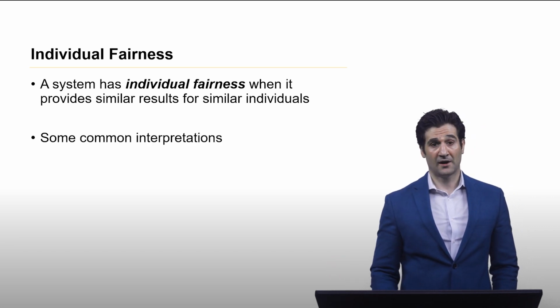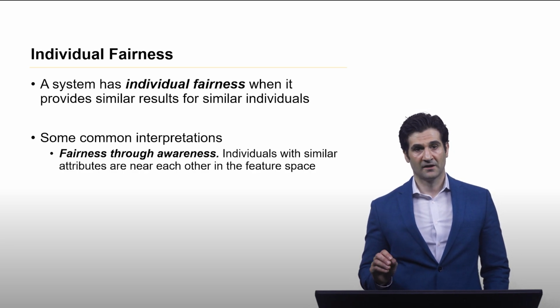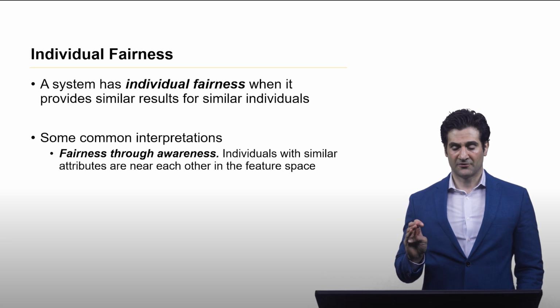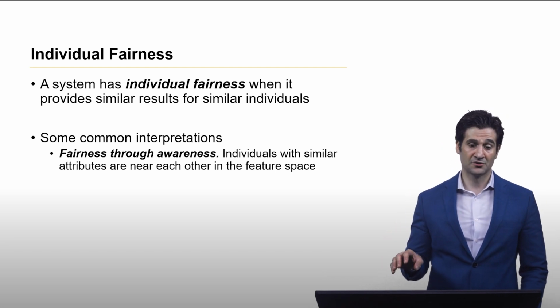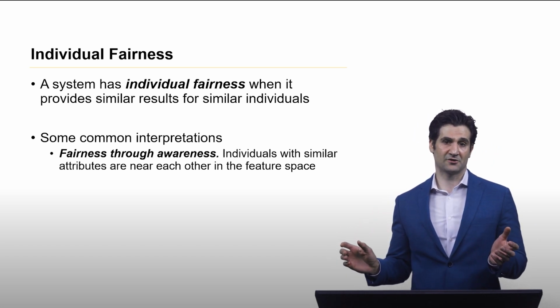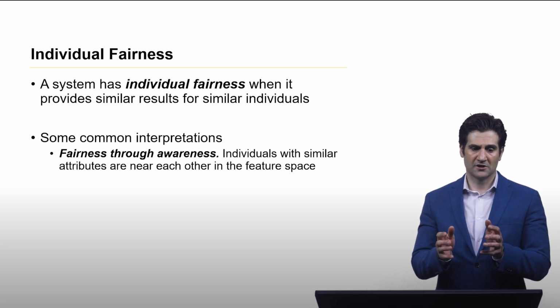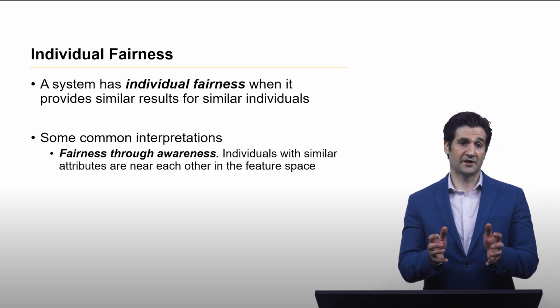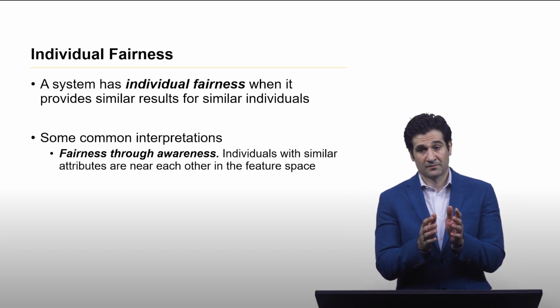And so some common interpretations of this. So first is fairness through awareness, and that is if you look at two individuals that have similar attributes, even if they have different protected attributes. So when we talk about similar attributes, we mean, in terms of non-protected items. They should be close together in the feature space.